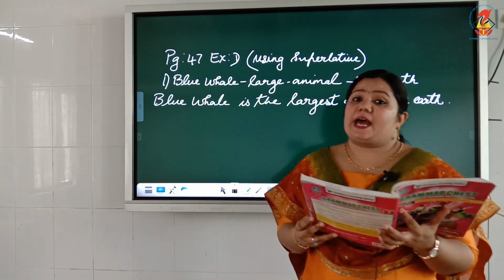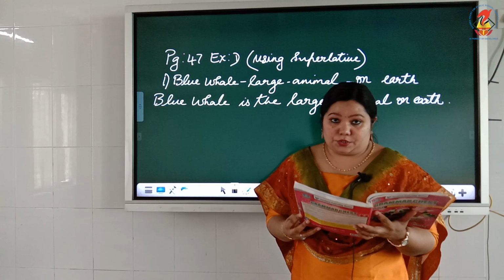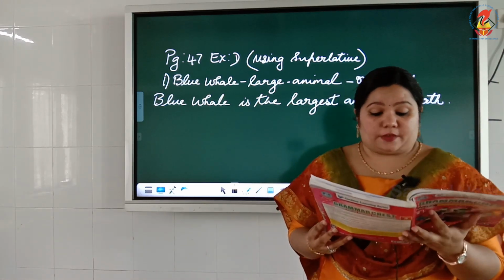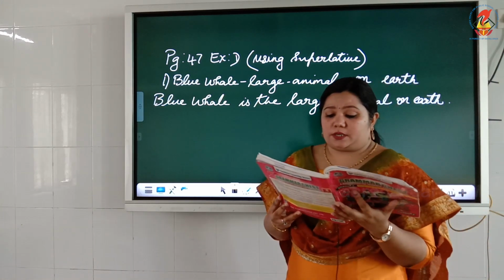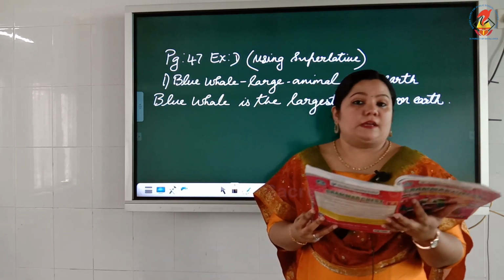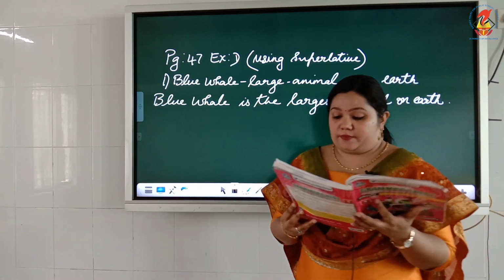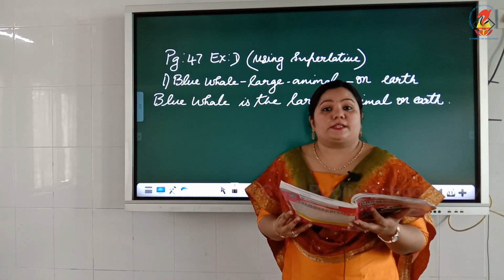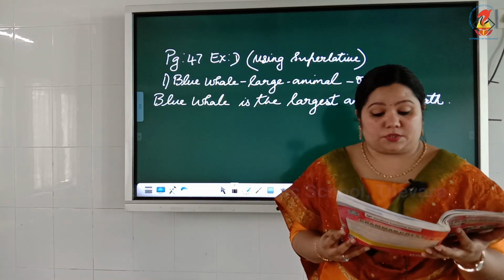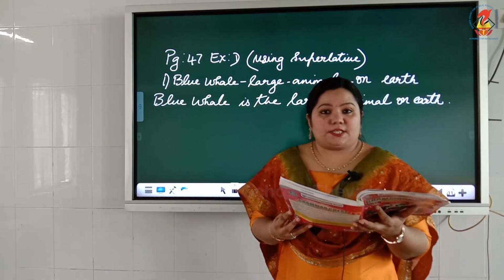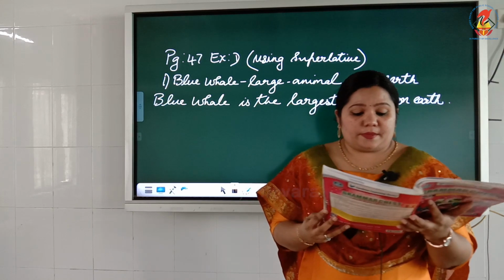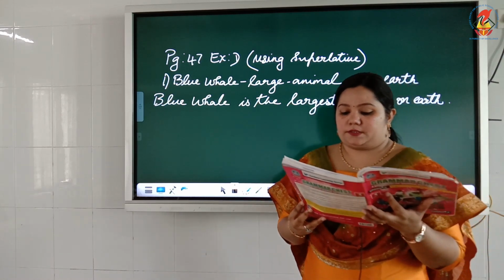Then children, we have exercise E, which you are going to do, and then exercise F, that is fill in the blanks with the correct degree of adjectives given in the bracket. So adjectives are given in the bracket. You have to write the correct degree of adjective. Let us see the first one. Neelam is the dash singer in the school.